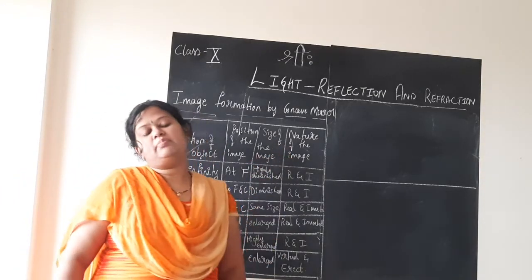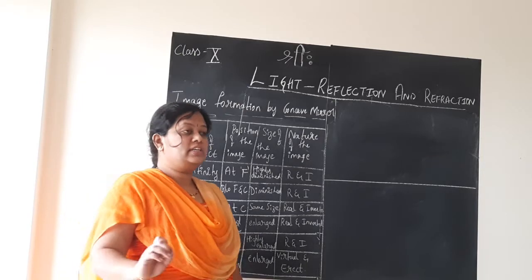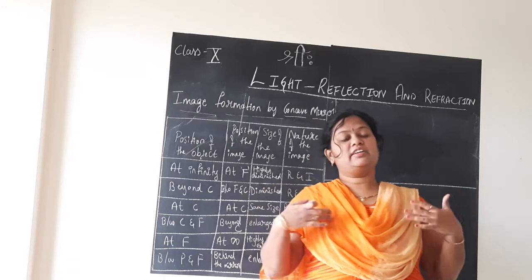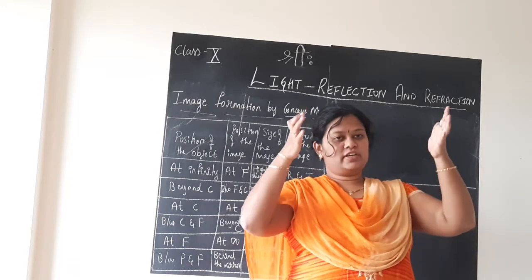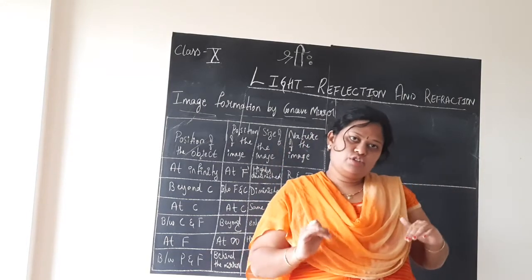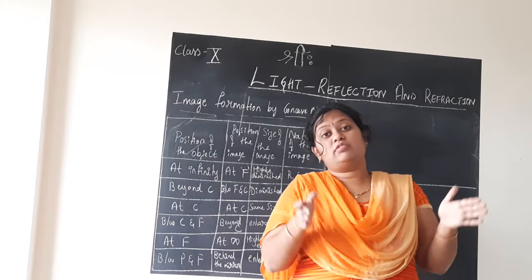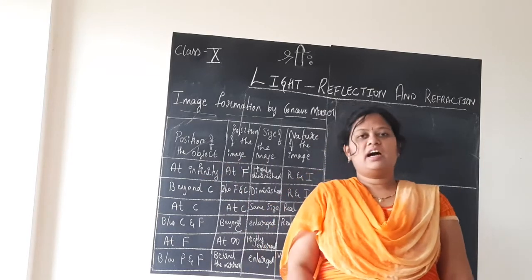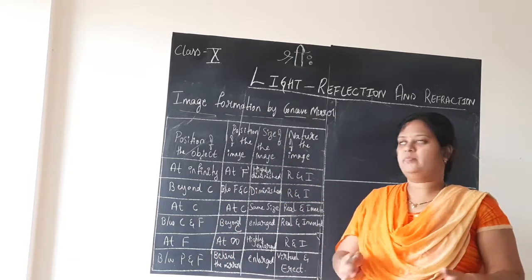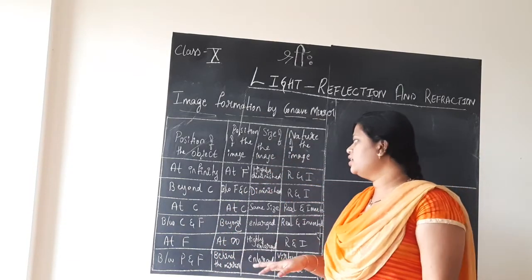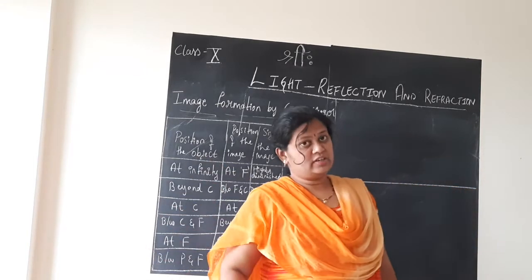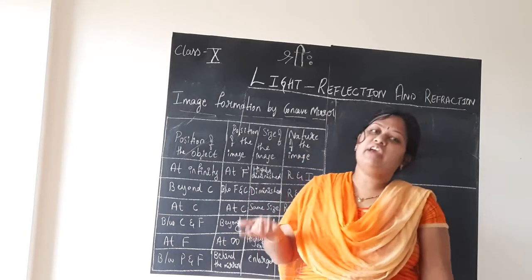Next, size of the image, children. I told you in the previous session about the size of the image. When you are standing right in front of the mirror, whatever you are, you look the same in the mirror. I already said if you're tall, you don't look short. If you're short, you won't look tall. If you're fat, you won't look thin. If you're thin, you won't look fat. However you are, you look alike in the mirror. But in case of a concave mirror, at different positions, children, the size of the image may vary.